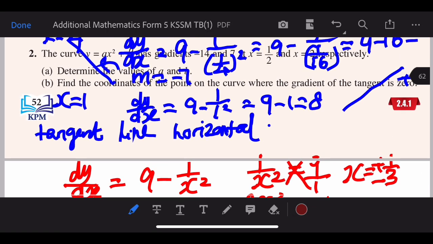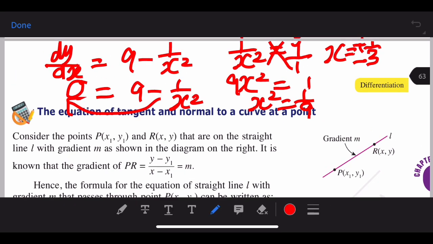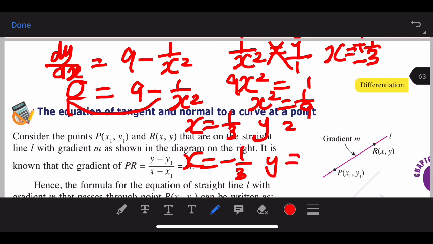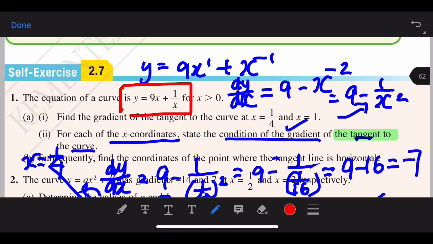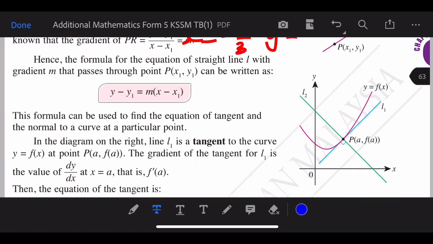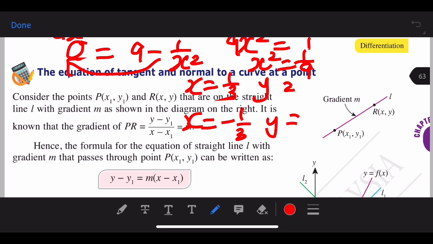So there are 2. The question is asking you the coordinate of the point on the curve where gradient of tangent is 0. So you have 2 points, you know. So one is when x is 1/3, you have to find your y. When x is negative 1/3, you have to find your y. Right, so you should have 2 answers. Your y is 9x plus 1 over x, x more than 0. So x more than 0, the question says. Okay, so that means we reject this one, because the question says x more than 0.